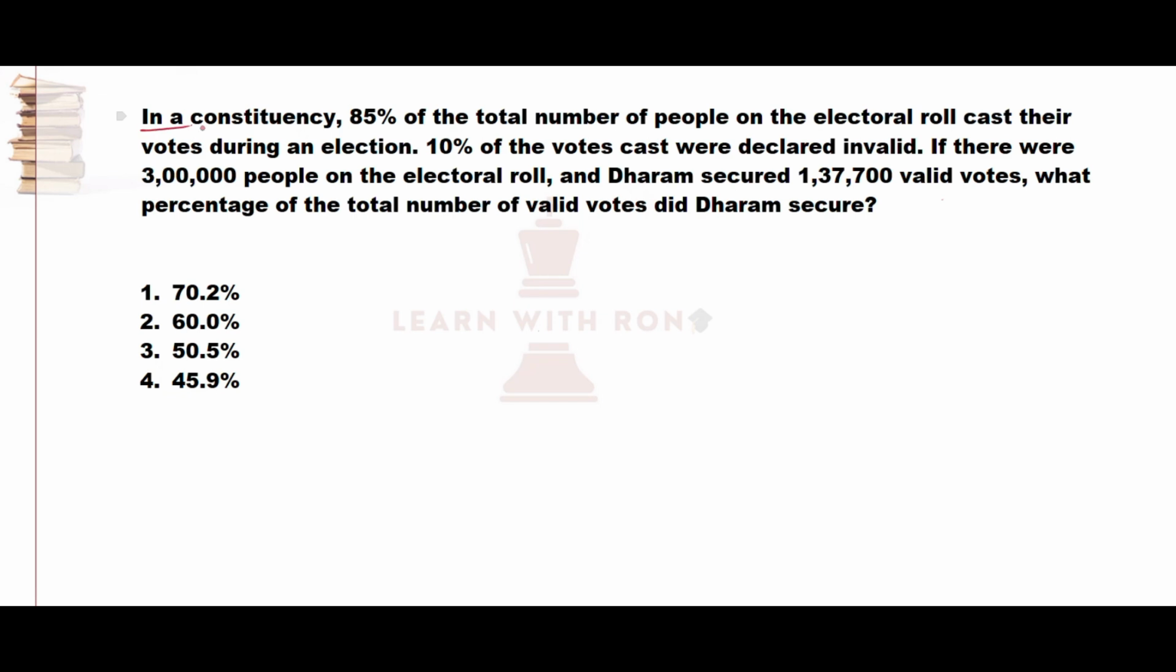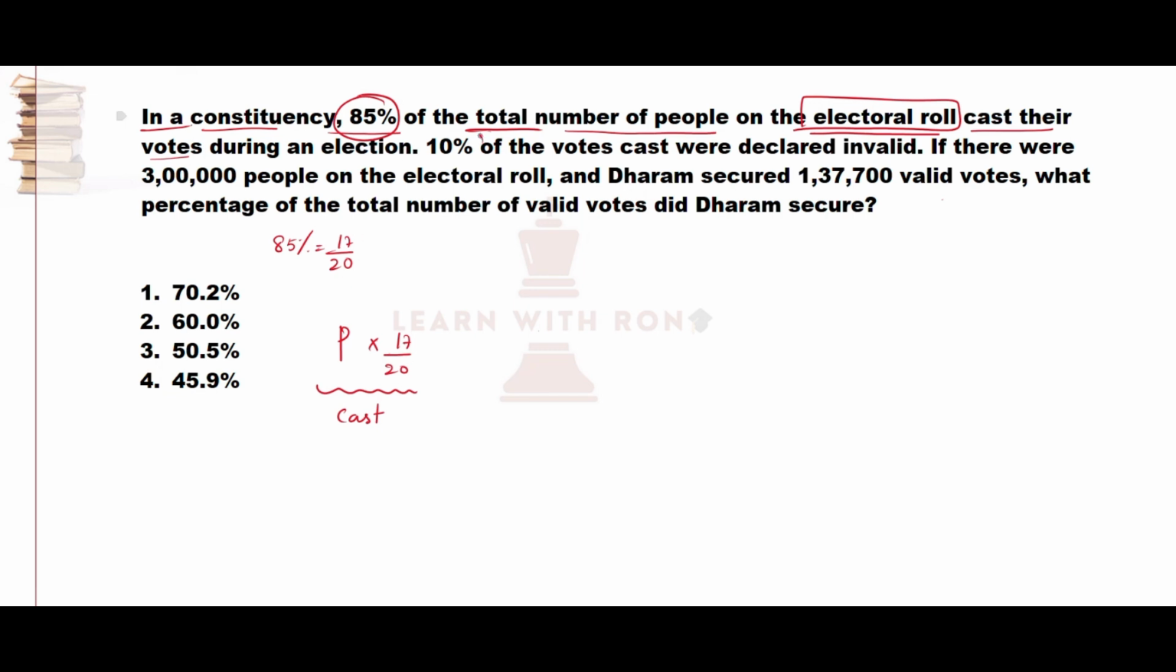See this question here. They have given that in a constituency, 85% of the total number of people on the electoral roll cast their votes. Let's say for example there are P people on the electoral roll. Of these P people, 85% cast their vote. 85% is nothing but 17 by 20, right? So P times 17 by 20, this value is nothing but those who cast their vote.